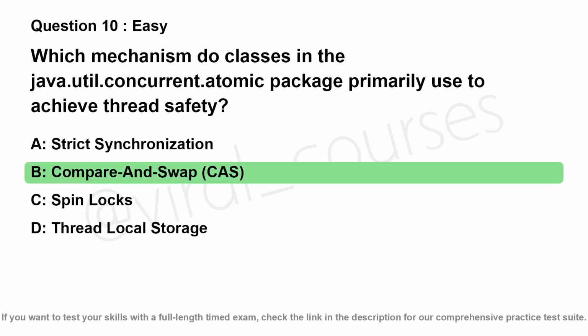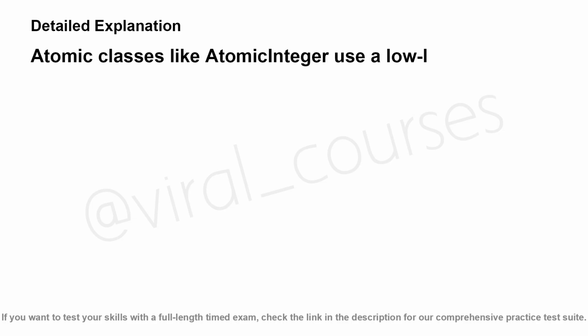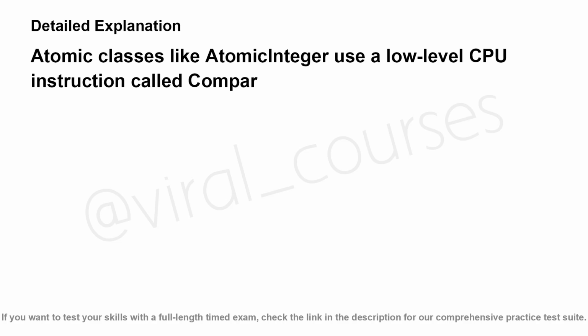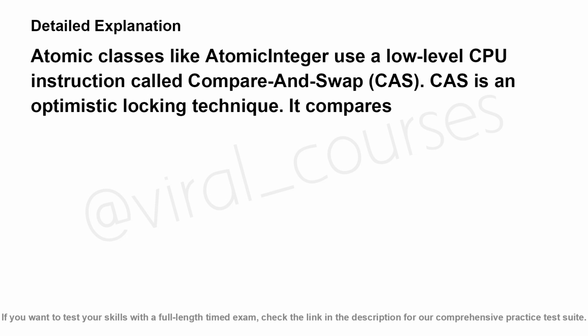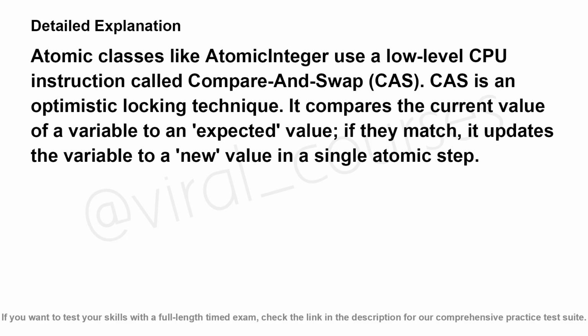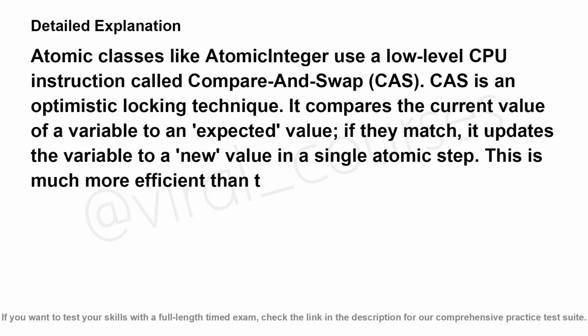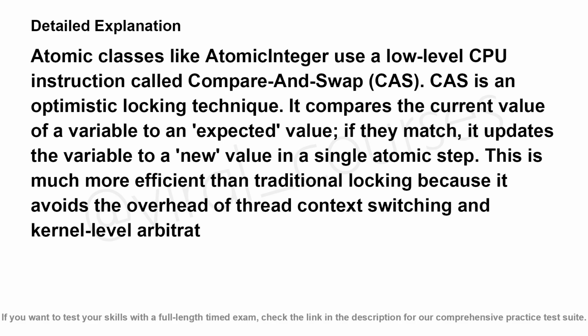The correct answer is B. Atomic classes like AtomicInteger use a low-level CPU instruction called compare-and-swap, CAS. CAS is an optimistic locking technique. It compares the current value of a variable to an expected value. If they match, it updates the variable to a new value in a single atomic step. This is much more efficient than traditional locking because it avoids the overhead of thread context switching and kernel-level arbitration when contention is low.